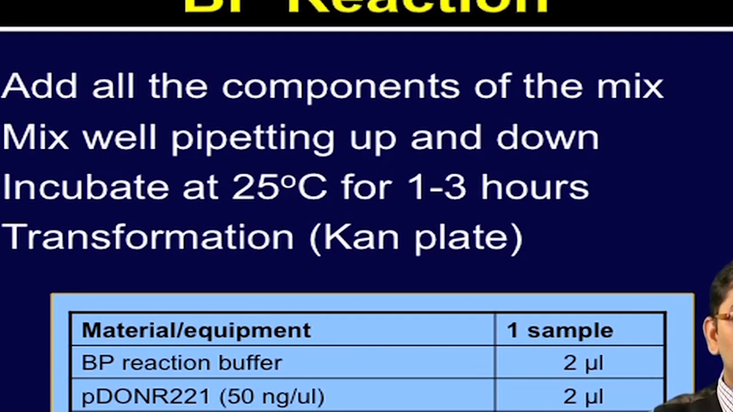and then this reaction mixture can be used for the transformation process on kanamycin antibiotic plates. Since we have this vector containing the kanamycin resistance gene, only those clones which have the entry of your correct insert in the right vector will be able to grow on the kanamycin plate. Let us now discuss the next reaction, which is the LR reaction.